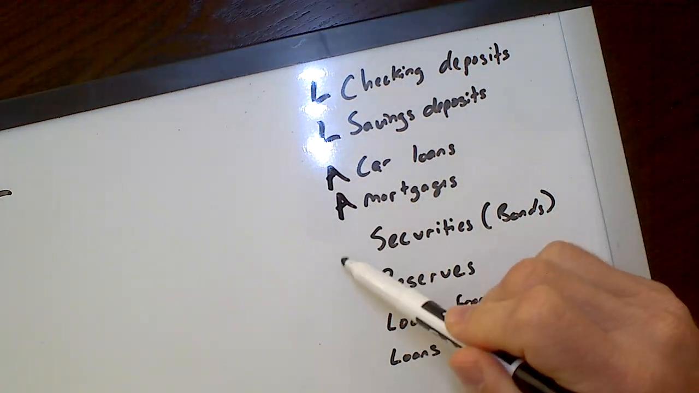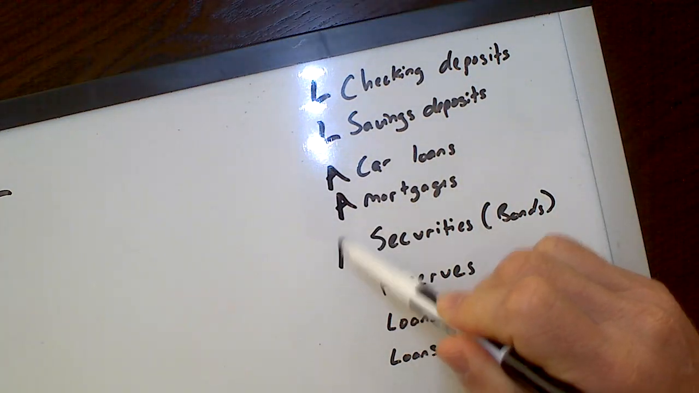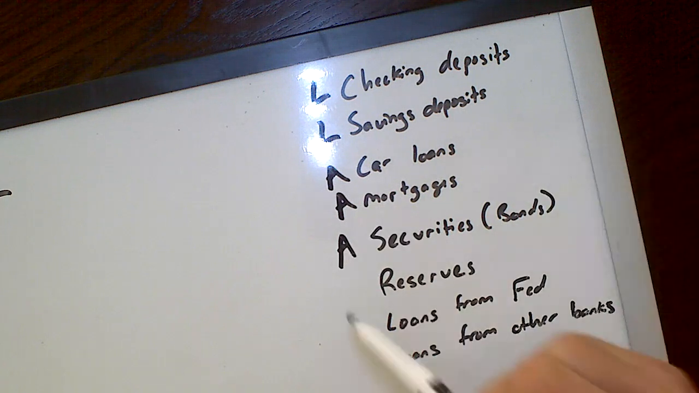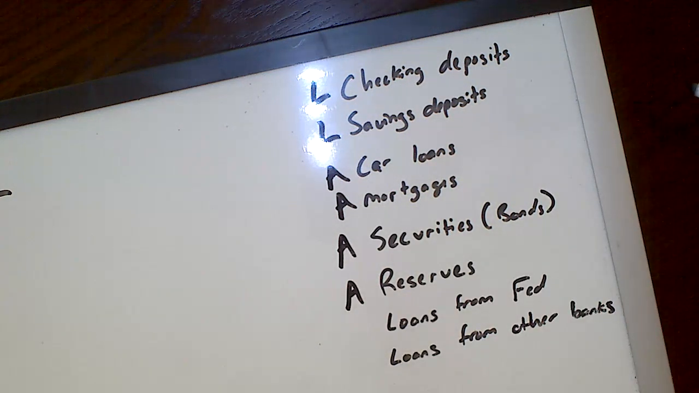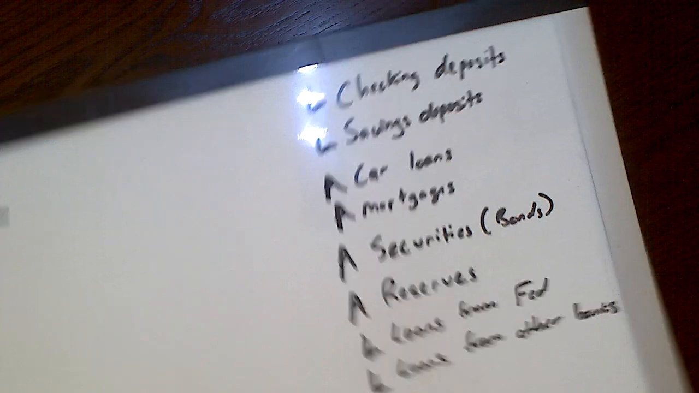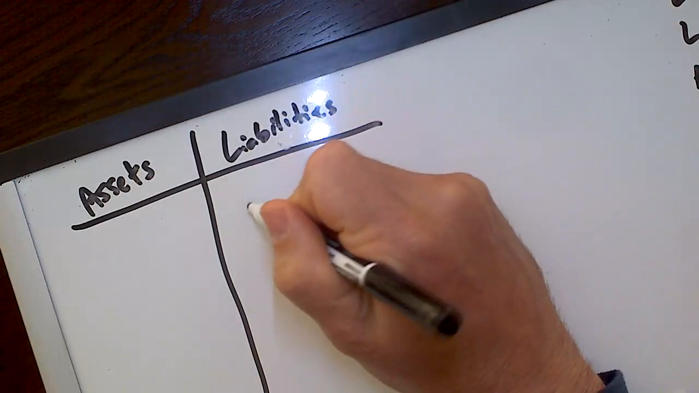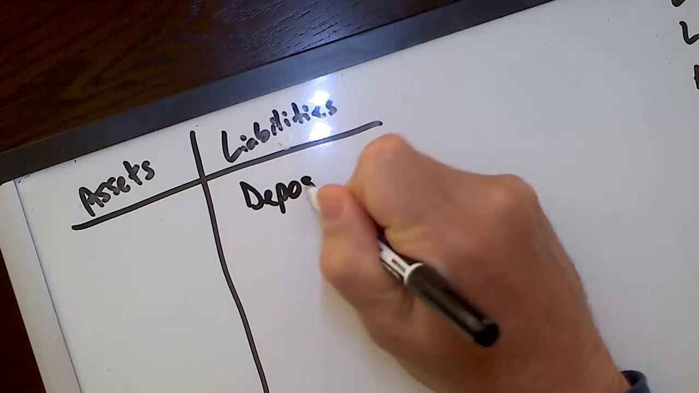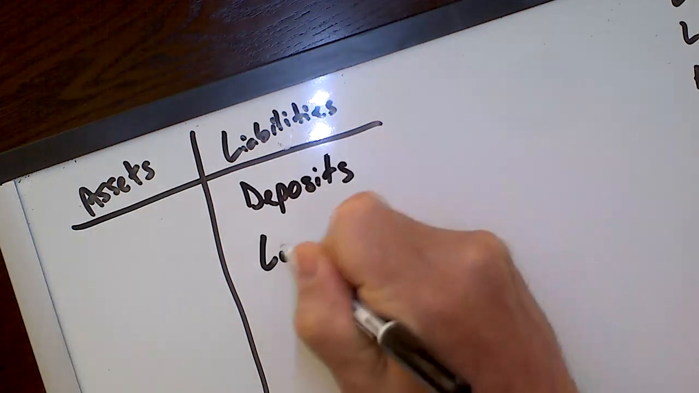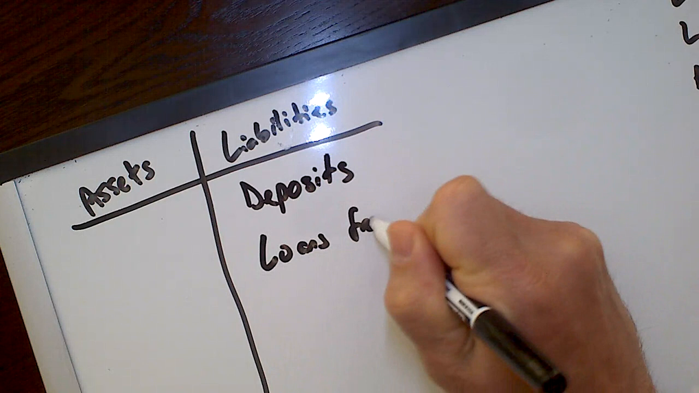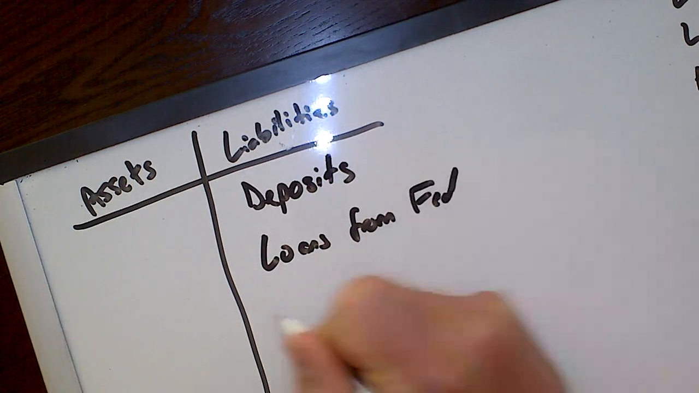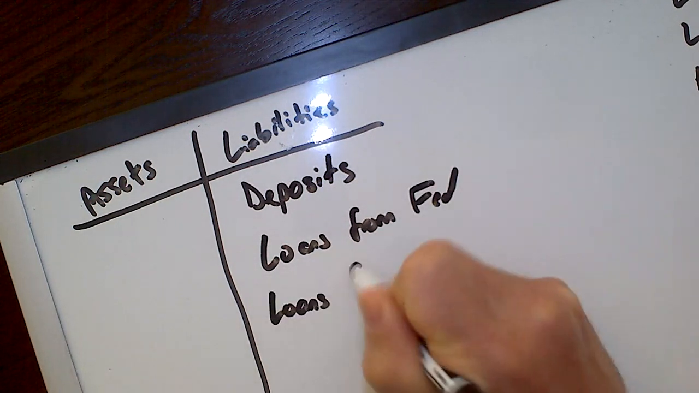Securities, for both individuals like us and for banks, these would be an asset. The reserve, just like our savings, is an asset. Loans from the Fed that has to be paid back to the Fed, that would be a liability, and loans from other banks are also a liability. So in our banking T-chart, under assets and liabilities, liabilities will be things like deposits from customers, loans from the Fed, and loans from other banks.